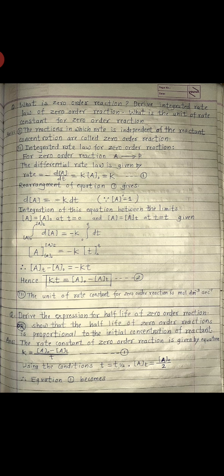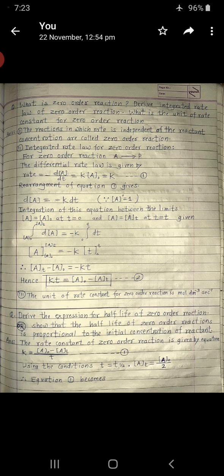Consider the zero order reaction A gives P. This is a zero order reaction. Now for this reaction the differential rate law is given by rate is equal to minus dA upon dt, which is equal to K into concentration of A to the power 0. The concentration of A to the power 0 is equal to 1, because for zero order reaction, the rate of reaction does not depend on the concentration of any reactant. Therefore rate is equal to minus dA upon dt, which is equal to K. This is equation number 1.